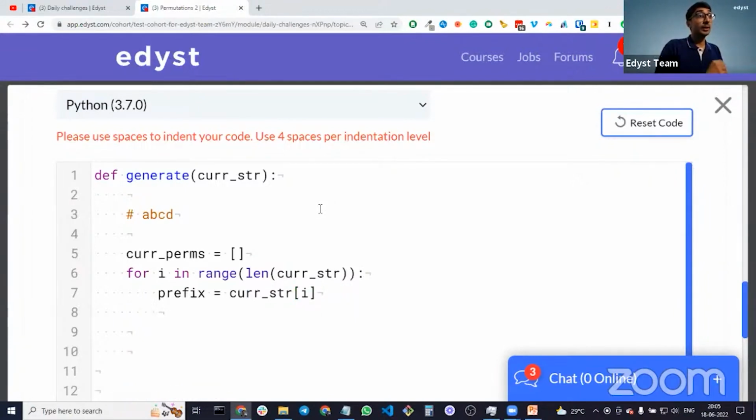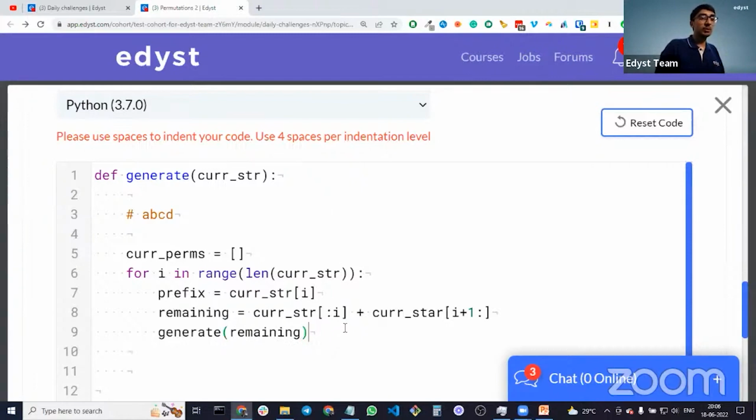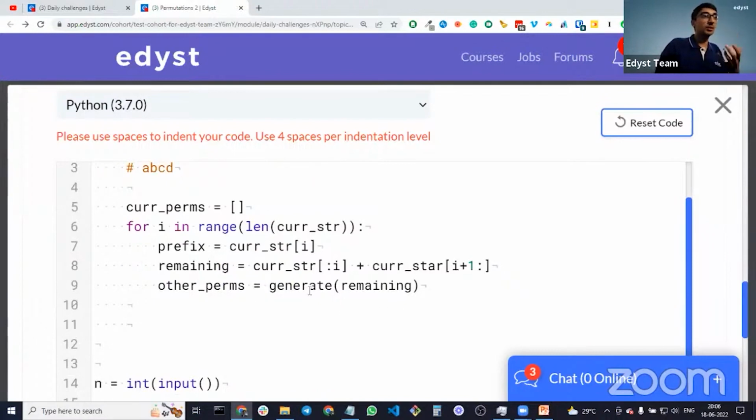So I got that particular element. I also need to remove that element, right? This is an important part. So I'll say the remaining is equal to the current str up till i, that is the slicing I'm doing, plus current_str from i plus 1 beyond. I don't want that ith element, so up till i and then from i plus 1 onwards. So this is the remaining part. I will then generate for the remaining part, and that will return something back to me: the other permutations.